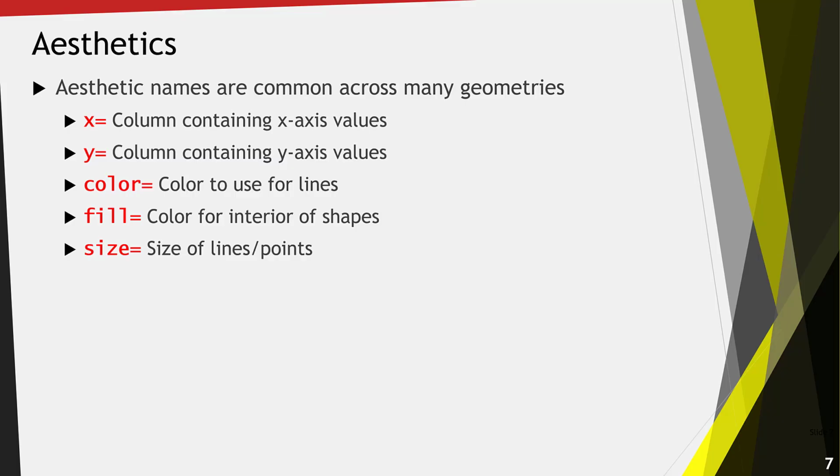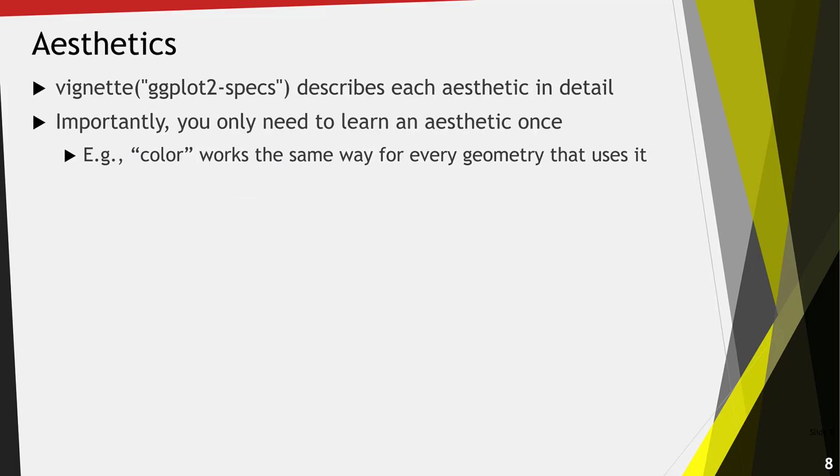A nice feature of ggplot is that aesthetic names are common across all the geometries. So you're always going to specify the data on the x-axis using the x aesthetic. Likewise, data on the y-axis will be specified using the y aesthetic. You'll set the color using the color aesthetic. When you have shapes that require filling, you can set the fill color using the fill aesthetic. And you can use the size aesthetic to change the size of lines or points. These are just a subset of the aesthetics, but remember, the terms used will be common across all of the geometries. What each of these terms mean can be a little complicated.